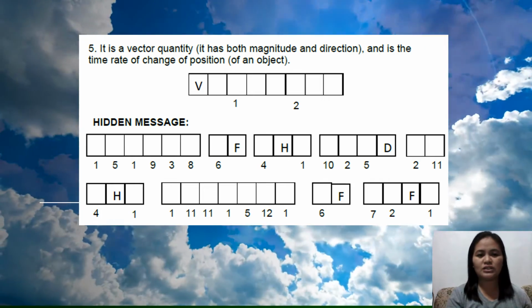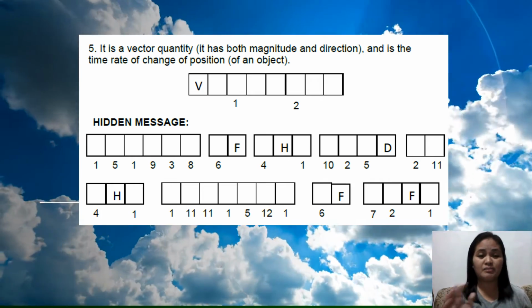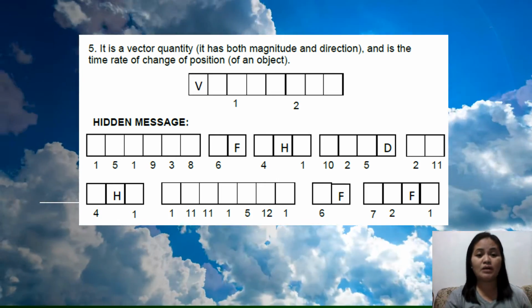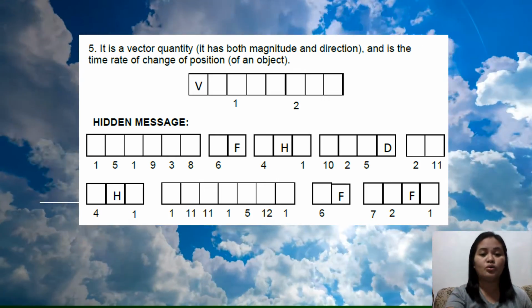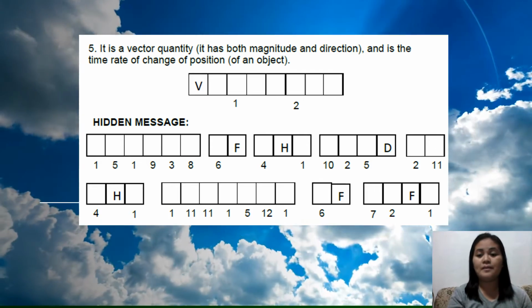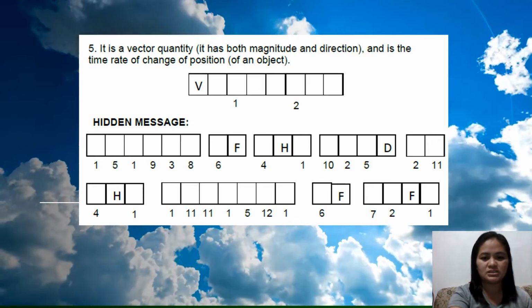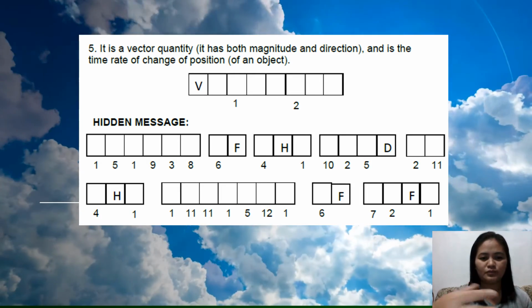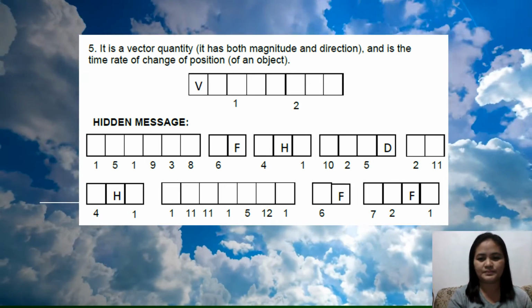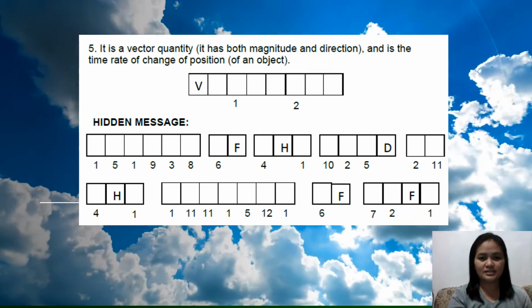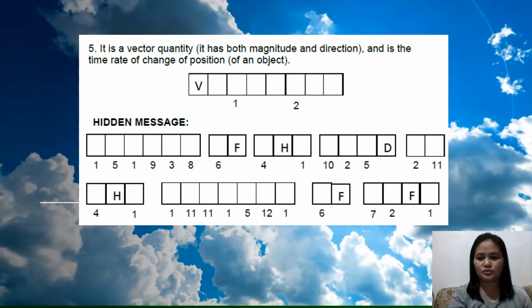Para mabuo mo yung hidden message. So, kanina siguro nagtataka kayo bakit may mga numbers sa baba. Ito pala yon. Yung mga letters na natapat sa bawat number, isulat mo dito sa hidden message. Parang ang dali dito sa 6. Pati yung number 4. Kayang-kaya niyan. Minsan common sense. Okay? Let's continue.